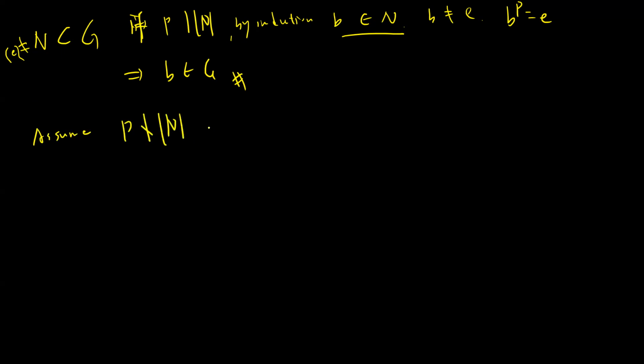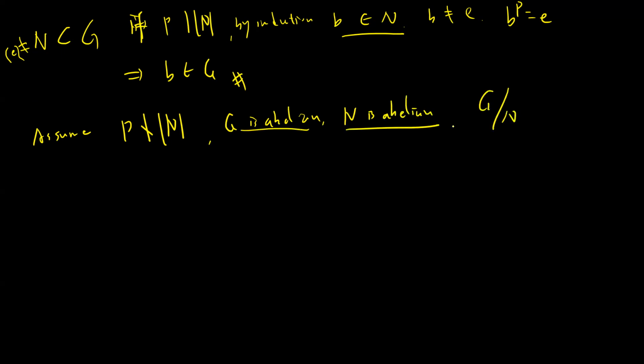Okay, so now we need to use a quotient idea. Since G is abelian, N must be abelian because N is a subgroup of G. So we can consider the group G quotient N. If P does not divide N, but by definition P must divide G, so we must have P divides G quotient N, which is smaller than G. So we can use our induction.